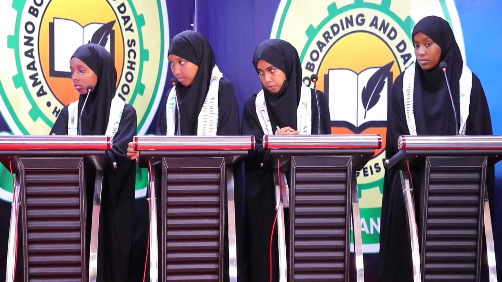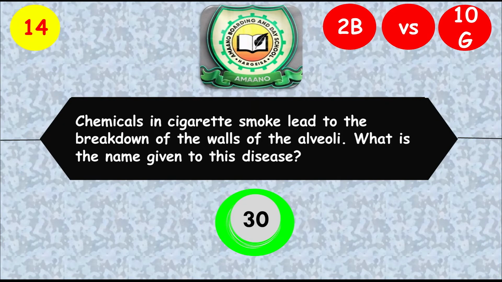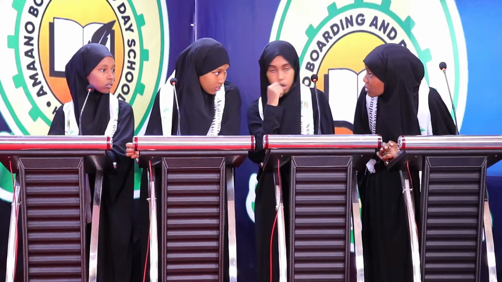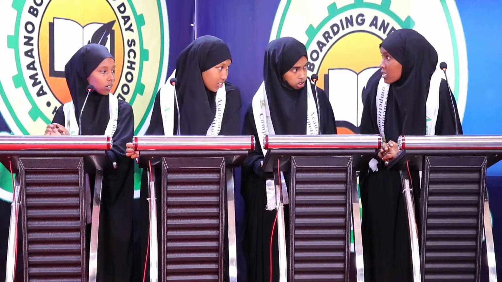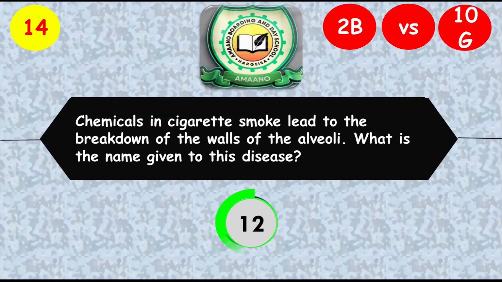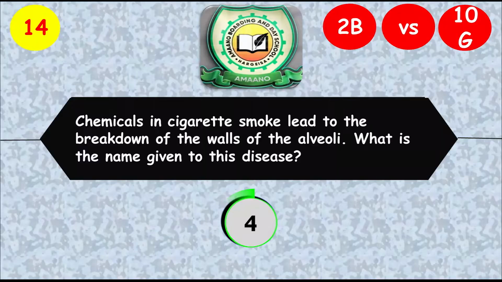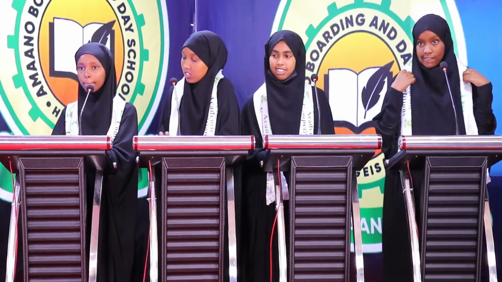14. Number 14. Chemicals in cigarette smoke lead to the breakdown of the walls of the alveoli. What is the name given to the disease? Four seconds. Yes? Yes, that's correct. Emphysema.